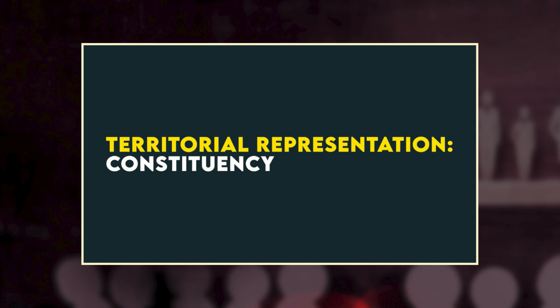Now, forms of representation means how voters or electorate will be provided with choices to choose their representatives, or put simply, whom to vote for. Liberal democracies have largely adopted territorial or geographical form of representation, and the other being functional representation, because it's simple, suitable and expedient. Now, what's territorial representation, constituency?